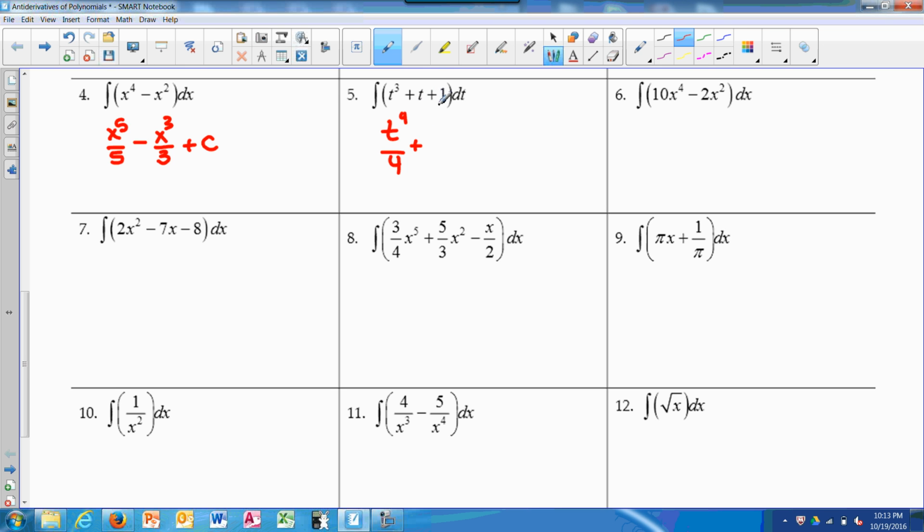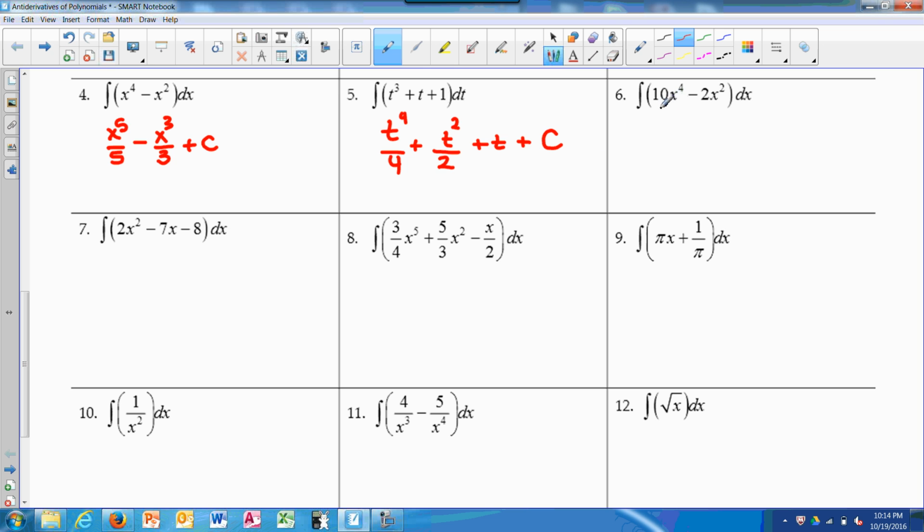I have t to the first power, so I'm going to add and get t to the second power, divided by 2. And 1 goes backwards to become t to the first power, because the derivative of t would be just 1 with respect to t. I need to remember my plus c.